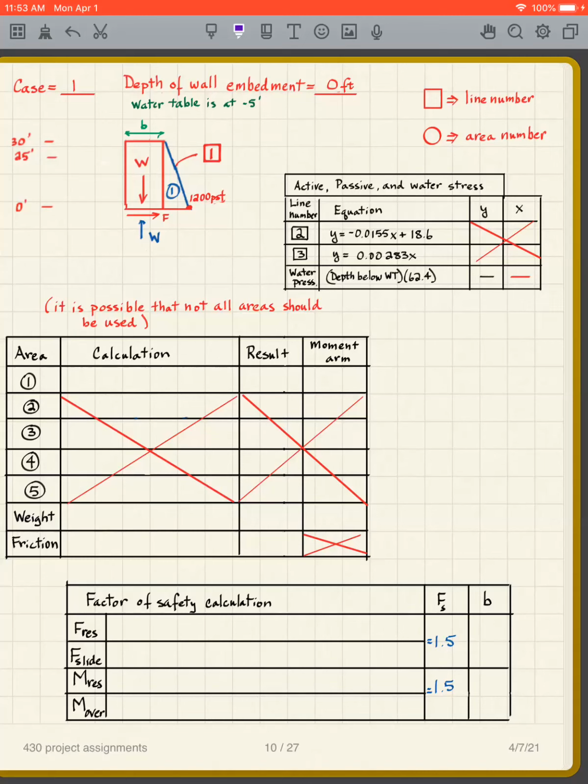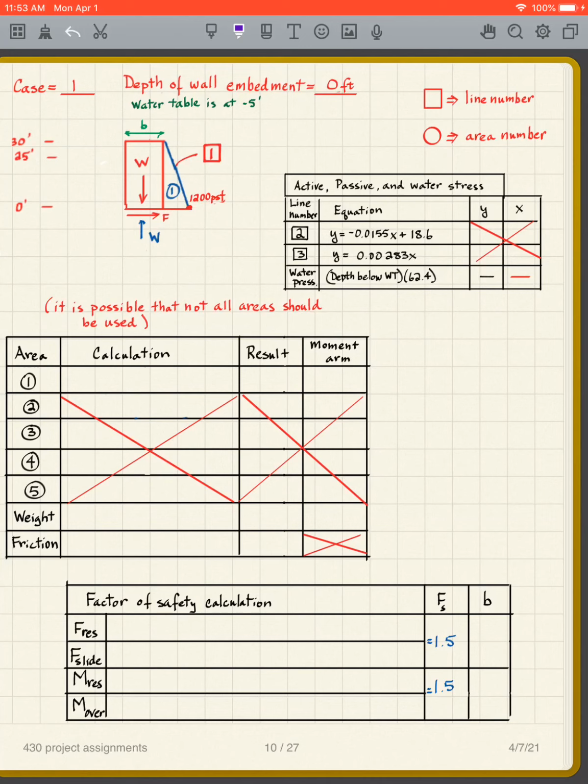The next part is to design a gravity retaining wall for the earth pressures that you have already calculated. And the way that we are going to do this is that we are going to look at 4 different cases. So I'll have case 1 where the wall is sitting at the ground surface at 0. So it's 30 feet high, but the wall is simply sitting at the ground surface, and what we want to do is find the width B for that wall.